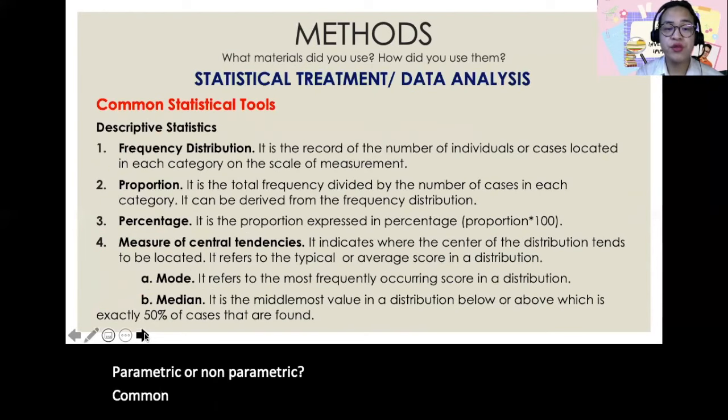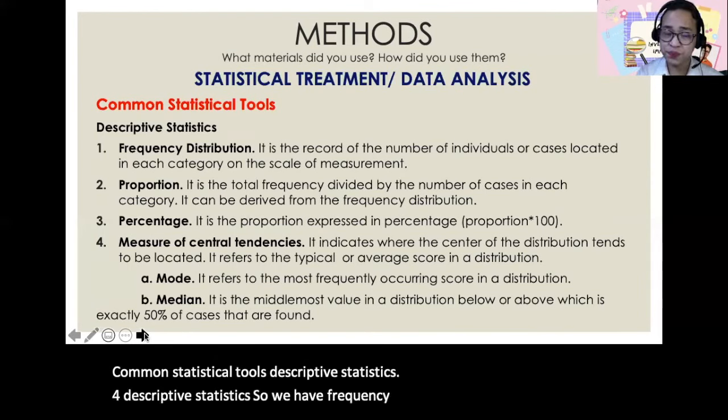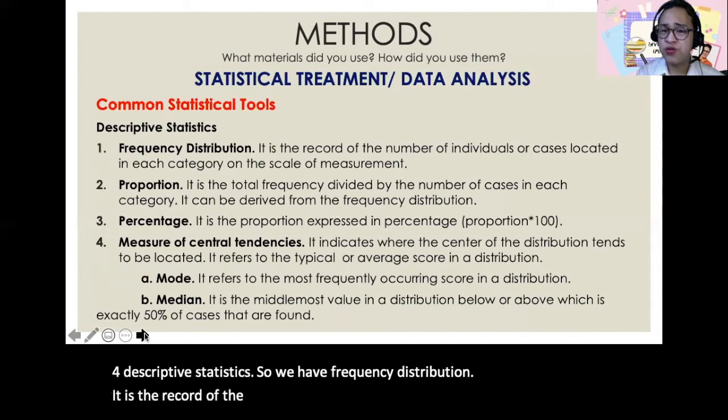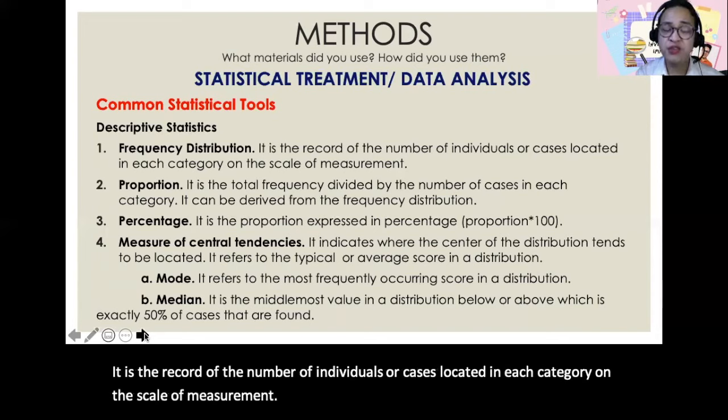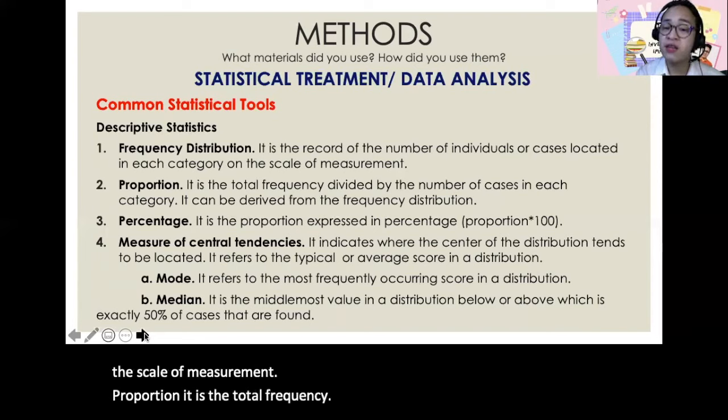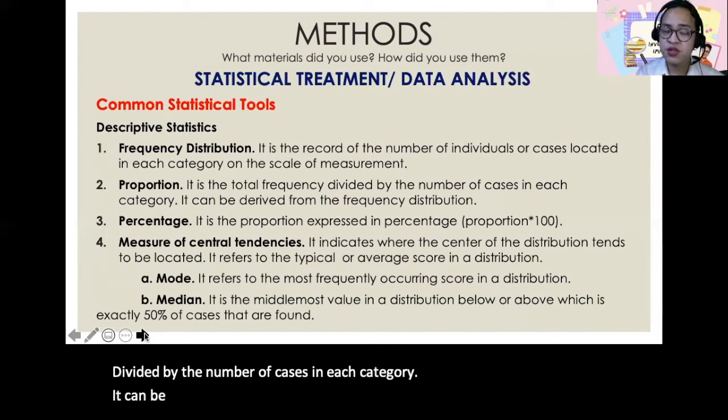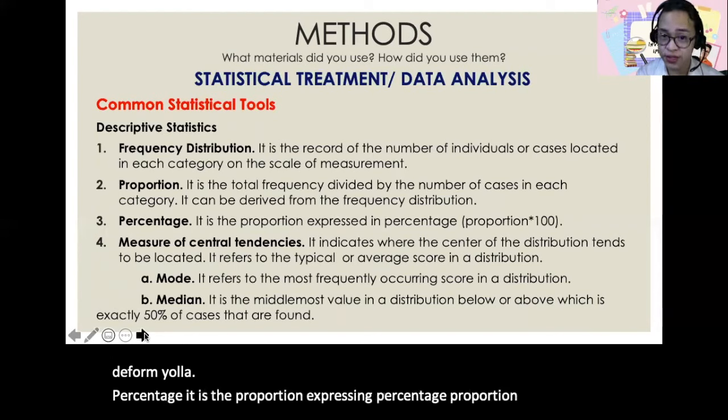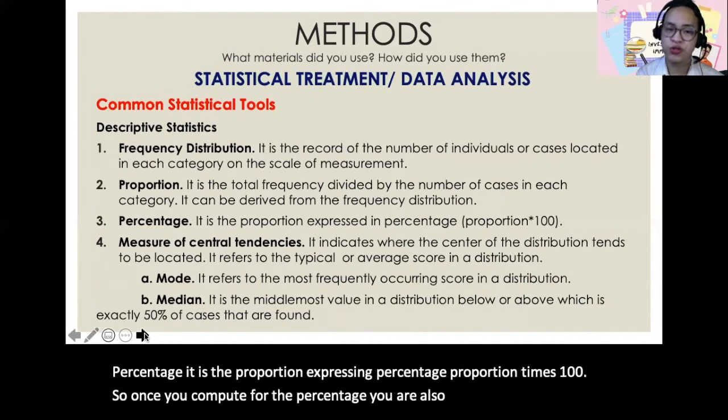Common statistical tools, descriptive statistics. For descriptive statistics, we have frequency distribution. It is the record of the number of individuals or cases located in each category on the scale of measurement. Proportion, it is the total frequency divided by the number of cases in each category. It can be derived from the frequency distribution. So you already have the formula. Percentage, it is the proportion expressed in percentage. Proportion times 100. So once you compute for the percentage, you are also computing for the proportion.